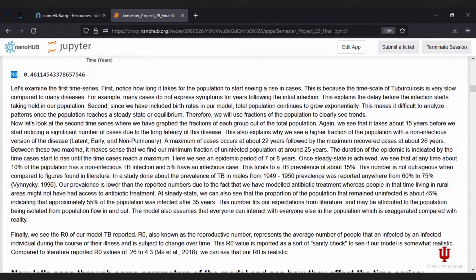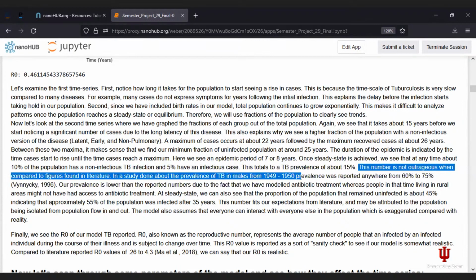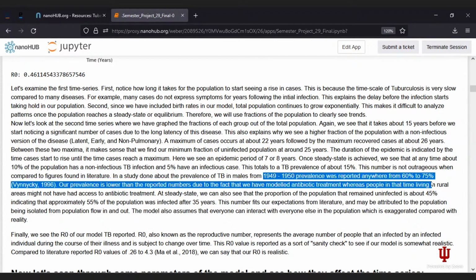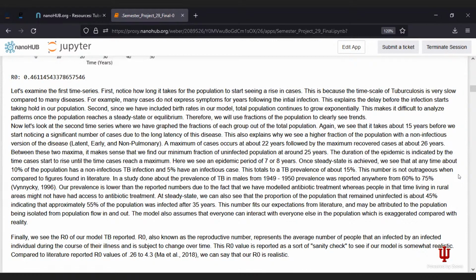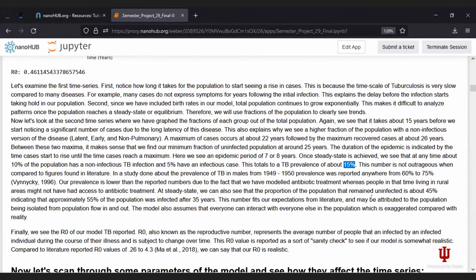So in this background section, I wanted to point out one particular observation, which was they say their overall TB prevalence is 15%. This number is not outrageous when compared to the literature. About 70 years ago, it was 60 to 75%. That makes me mistrust this application a bit. It does not really tell me when this data was collected that it was able to be so far off. But calling it not outrageous, to me, it's just kind of a way to say our data is off, but not that off.